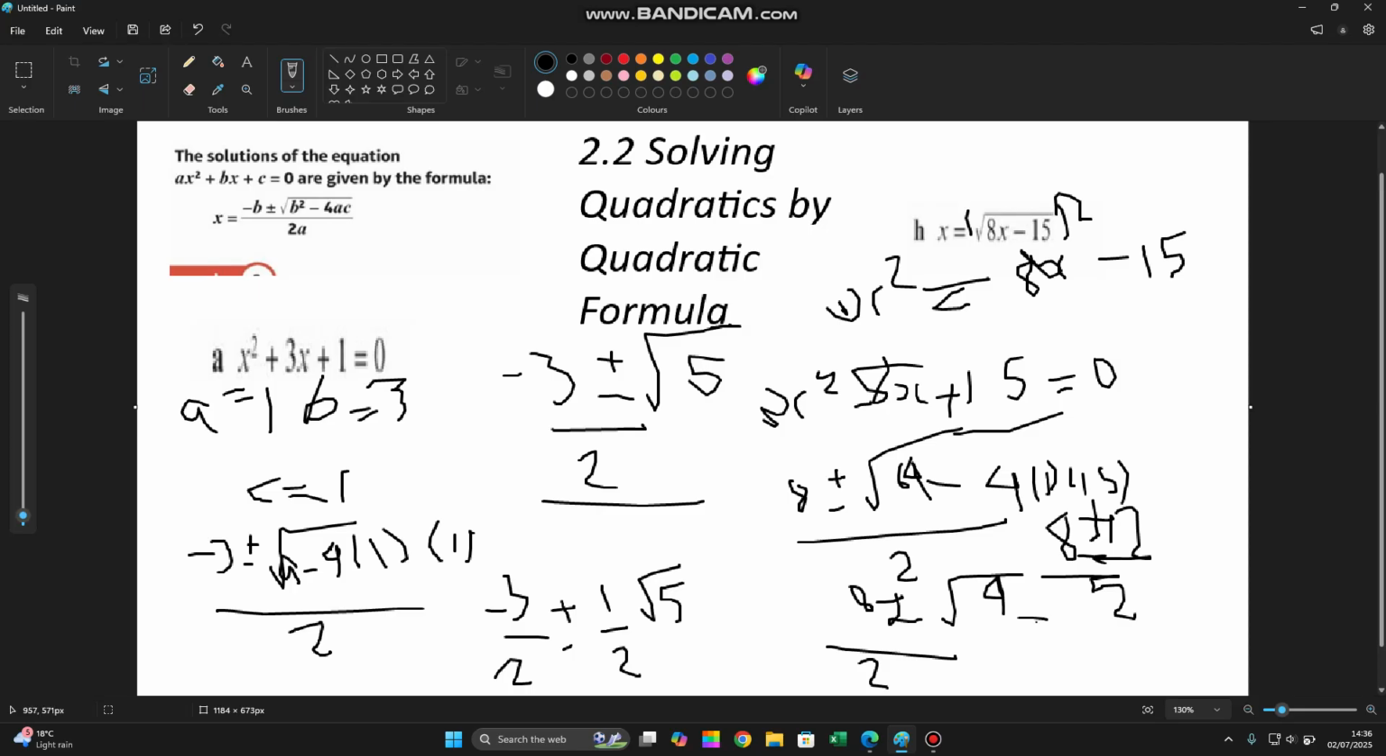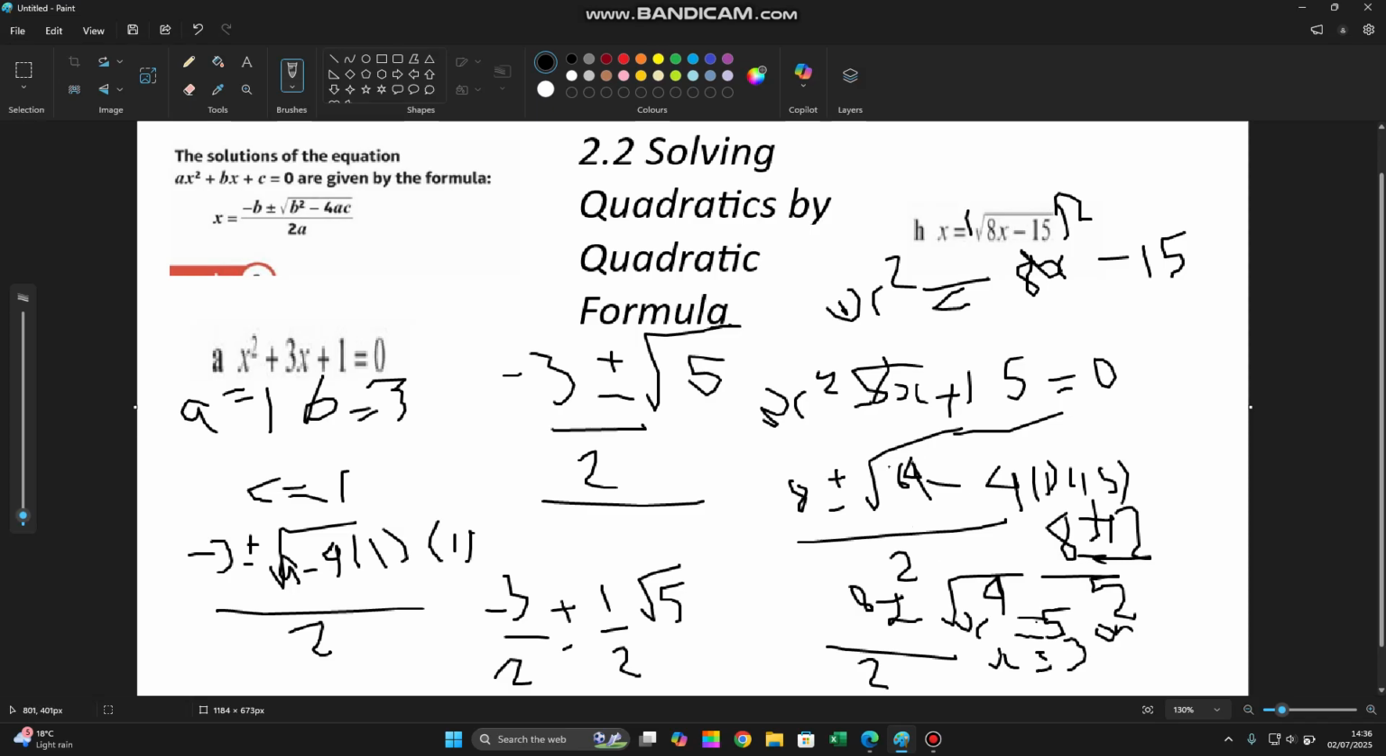So it means if it was plus, it would be 8 plus 2, which is 10, divided by 2, is 5. Or x is equal to, if it was minus, then it would be 8 minus 2, which is 6, over 2, to get 3. So the solutions are x equals 5 and x equals 3.